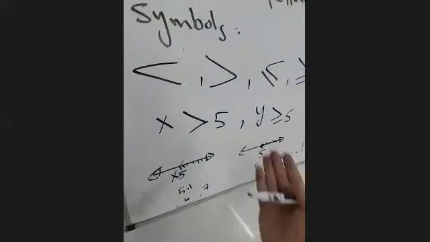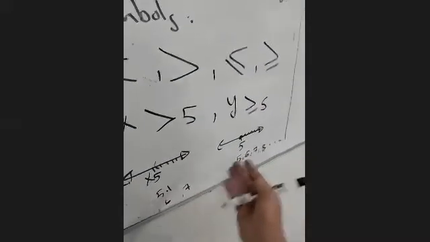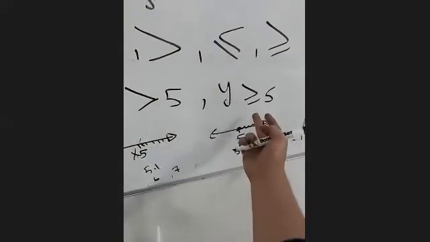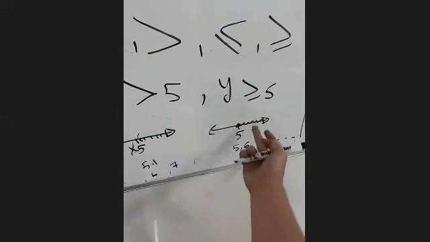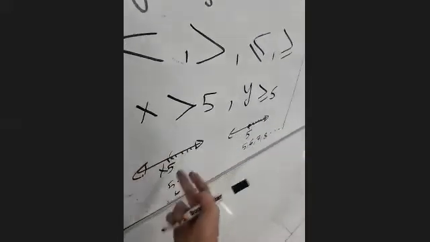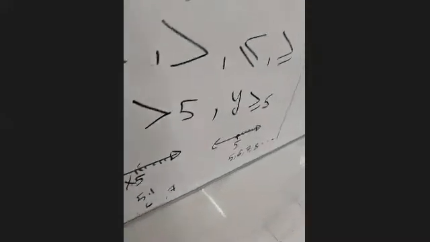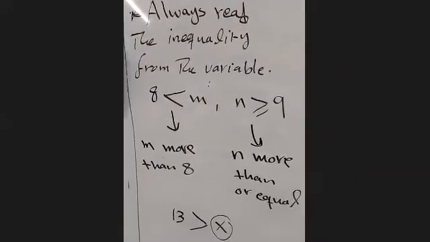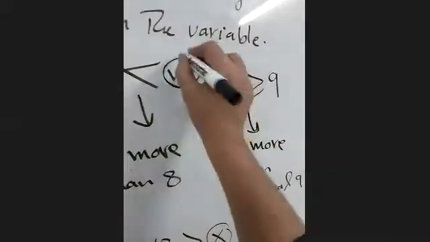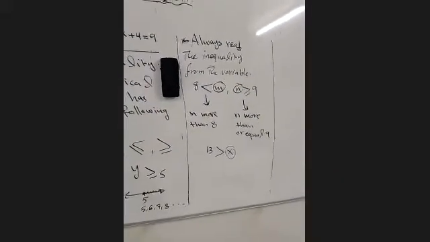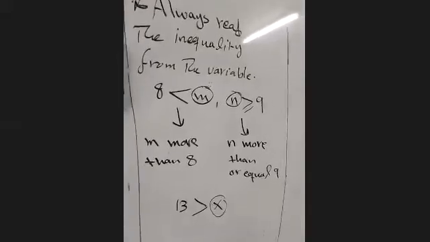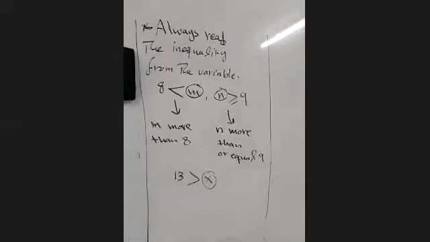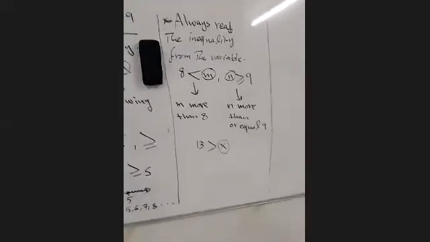Now, the equal sign here means the number is included. If you have an equal sign, the number is included. If you don't have an equal sign, the number is not included. The second idea is how to read the inequality with a variable. We always read it from the variable, guys, whatever the variable's location. If it's from the left, read it from the left. From the right, read it from the right. It's easy, okay?